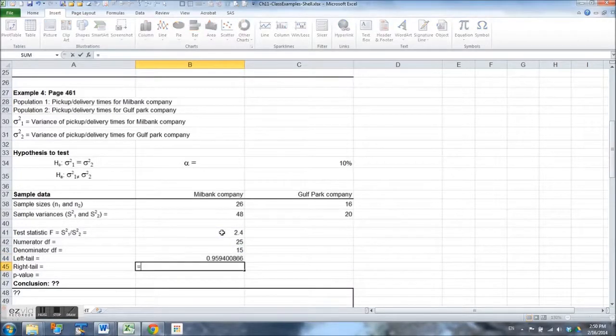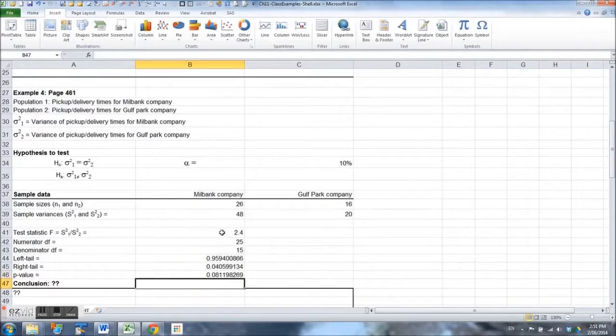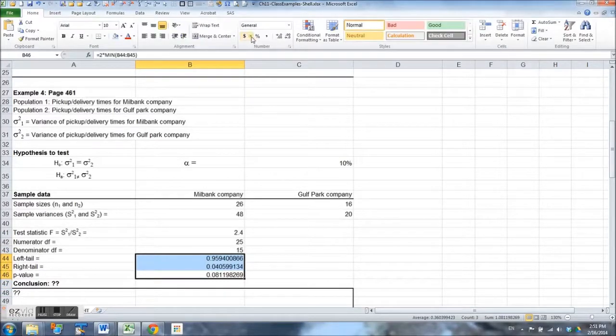The right side tail is F.DIST.RT. Again the same three parameters, F value, numerator degrees of freedom, denominator degrees of freedom, but you don't need a TRUE for the right. And then it is 2 times the minimum between those two values. And let's format it.